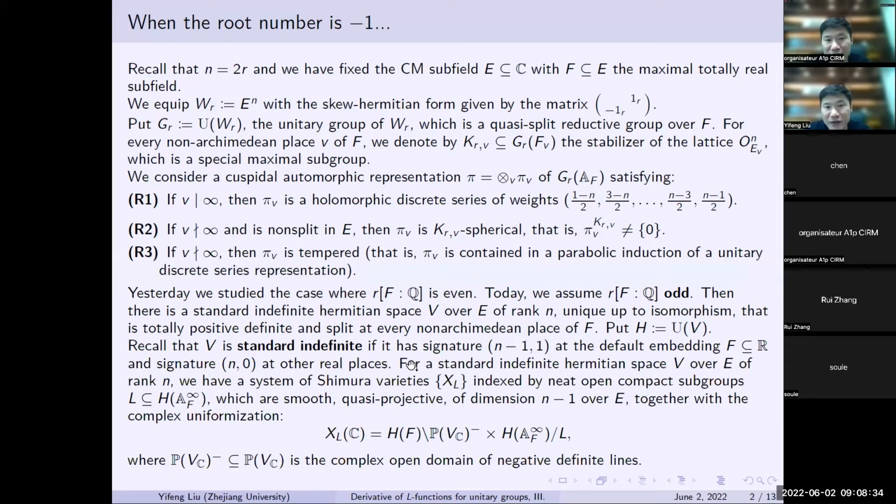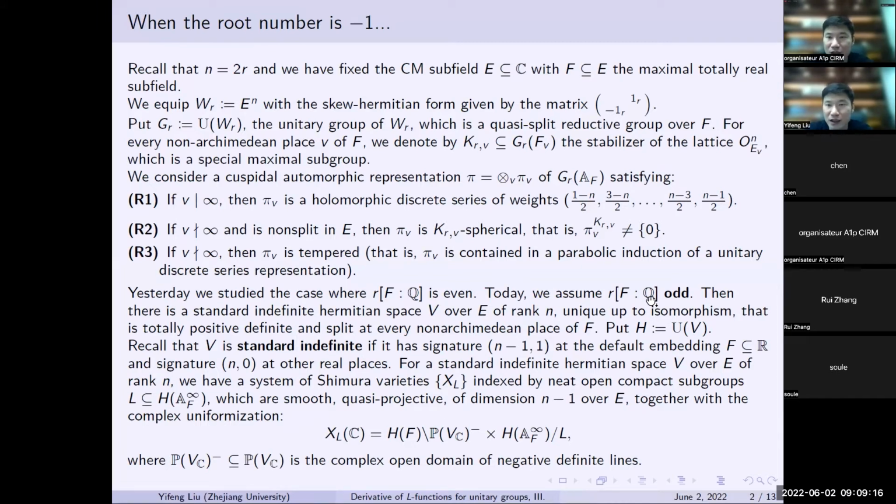And we also record that for such a standard indefinite Hermitian space V over E of rank n, we have a system of Shimura varieties X_L indexed by neat open compact subgroups L of the finite adelic points of H, and they are smooth quasi-projective of dimension n-1 over E. And together we have a complex uniformization, which is of this form. Here the Hermitian domain is the complex open domain of negative definite lines in this complex projective space. Okay, these are all just a review of some notation from yesterday.